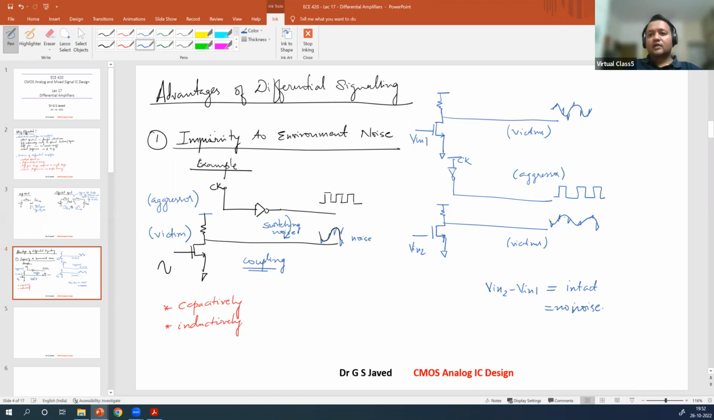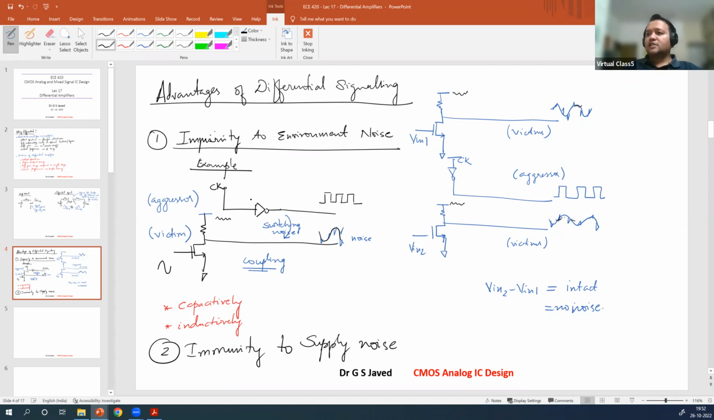Likewise, the same thing: if you have any noise here in the power supply, this is also going to affect you in some form like this. So you will also have immunity to supply noise. Whatever the change is, you will see.